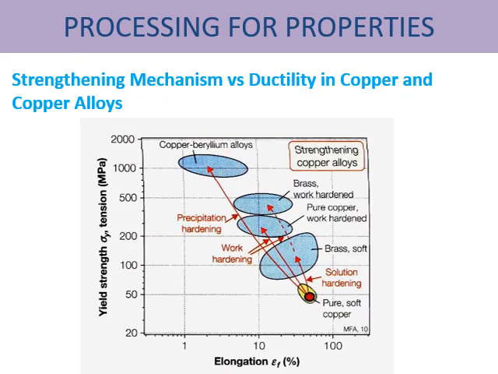Here is the effect of alloying in copper. Copper is generally soft and ductile, but you can increase its yield strength by solution hardening and alloying other elements into the copper. Over here is solution hardening. Then you can get brass, which is relatively soft, but much harder compared to pure and soft copper. Over here you have work hardening, and here you have precipitation hardening, and then here is the combination of copper and beryllium alloys.